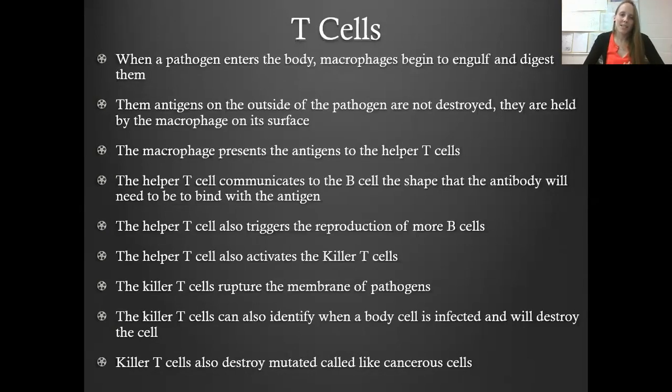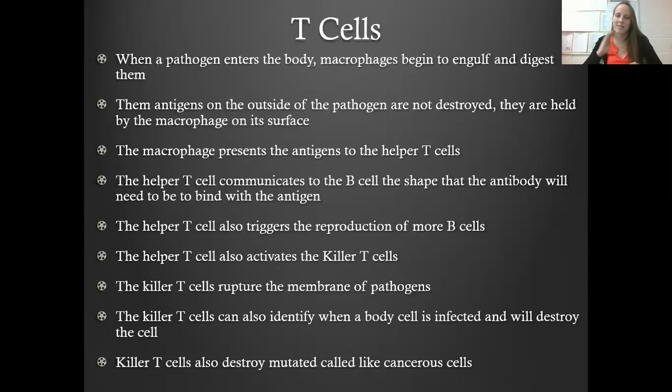So yeah, T cells. When a pathogen enters the body, first the macrophages are going to engulf and digest them, because macrophages are part of the second line of defense. T cells are part of the last line of defense, which is the third. But the antigen that's on the outside of that microbe, that pathogen, isn't destroyed. Instead, the macrophage holds on to that antigen and goes and presents it to the helper T cell. And the helper T cell is like, okay, this is what we're dealing with.